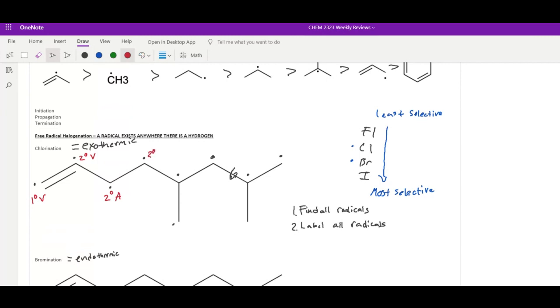This is secondary, but it is too far away from my double bond, so there's no resonance, so it's not allylic. This is going to be a tertiary position, primary, secondary, tertiary, primary. Okay? So those are all my unique positions. Now notice I have several secondaries, several tertiaries, several primaries, and then I also have unique ones where it's secondary allylic, secondary vinylic, primary vinylic. Okay?